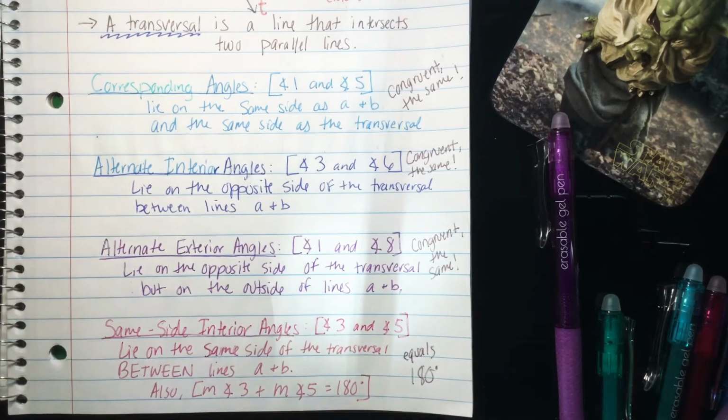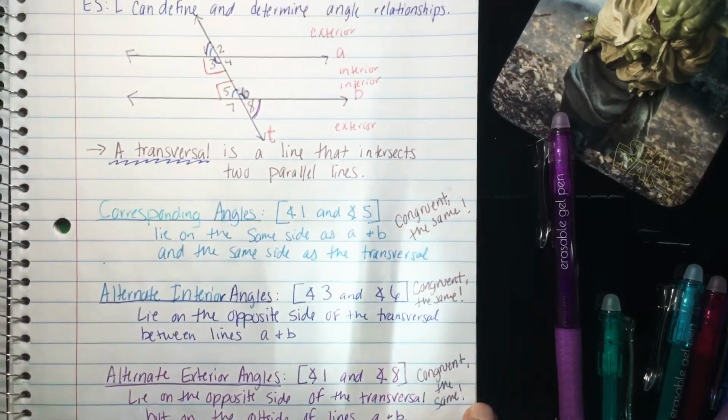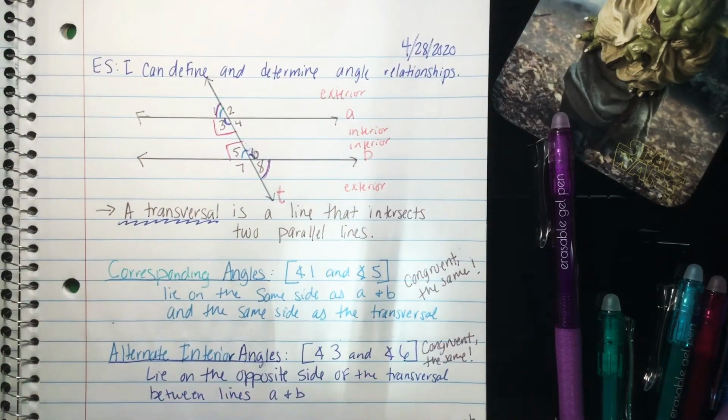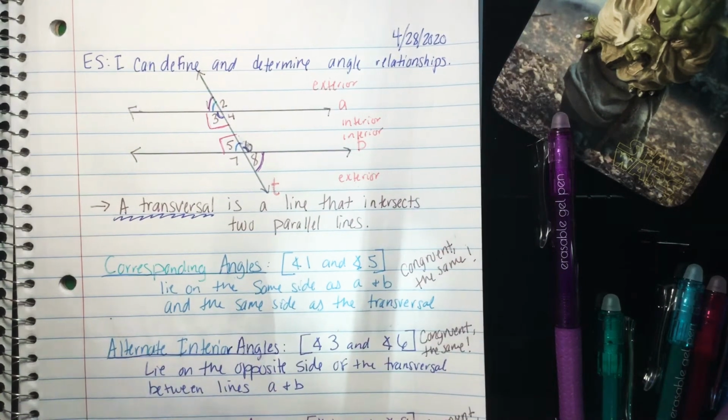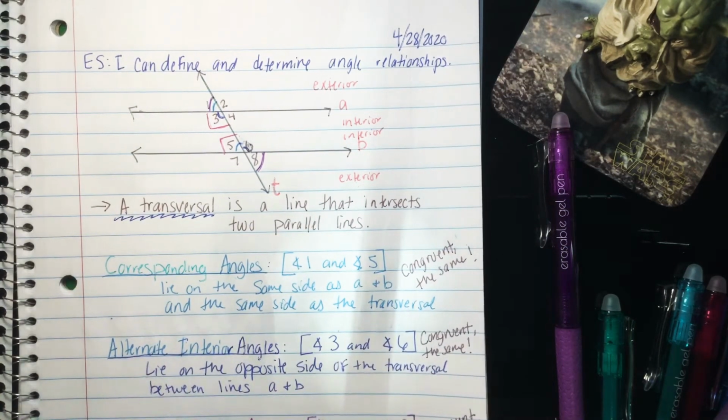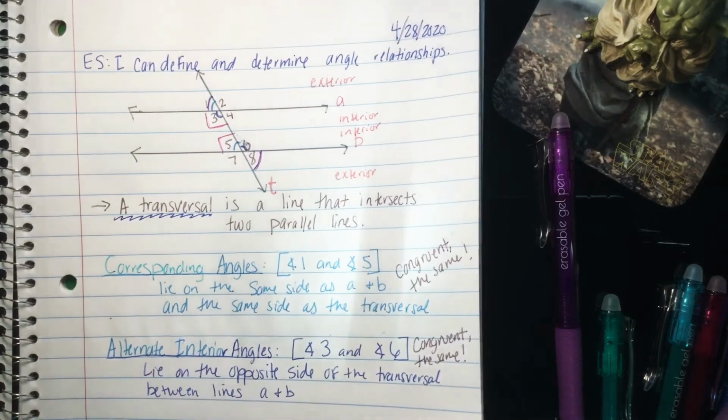It's going to help you on the quizzes if you at least draw this first picture and kind of say corresponding angles 1 and 5. That's what would help me. So we're going to do a few examples. Like I said, it's a 2-pager.